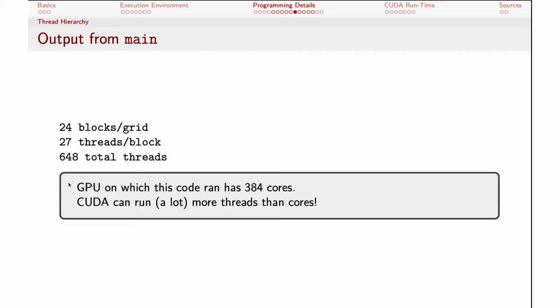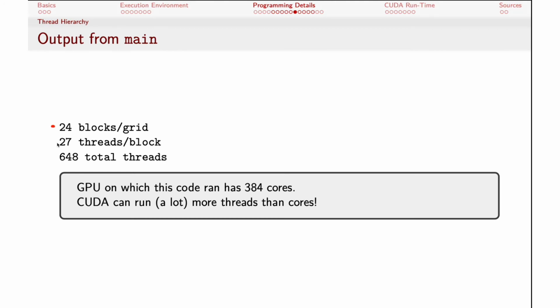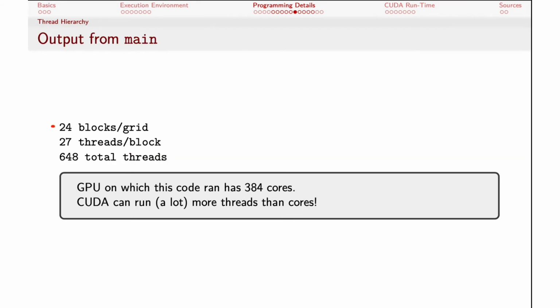And this is the output that we get. 24 blocks per grid, right? That's the bx times the by times the bz from back here. And then the number of threads per block is 27, right? So 3 times 3 times 3 is 27. And then the total number of threads is going to be the product of those two things. So I'm asking to run 648 threads configured as a 3-dimensional group of blocks in the overall grid, each of which is a 3-dimensional group of threads in the original block.